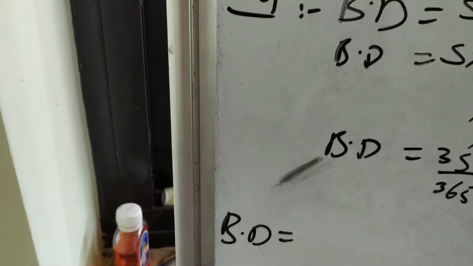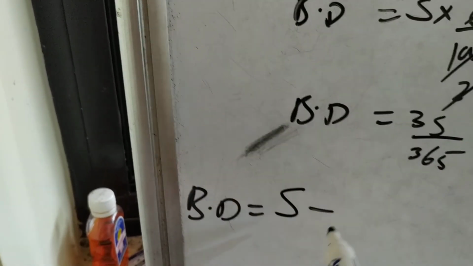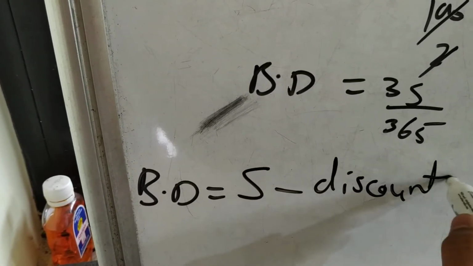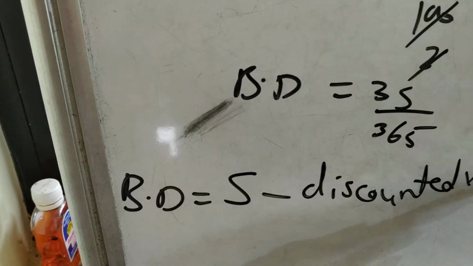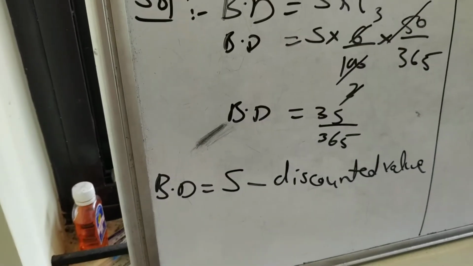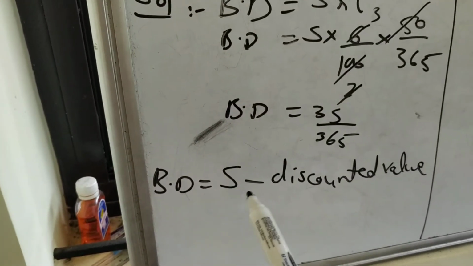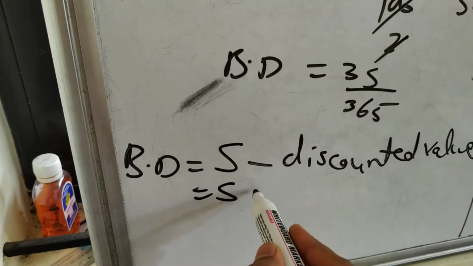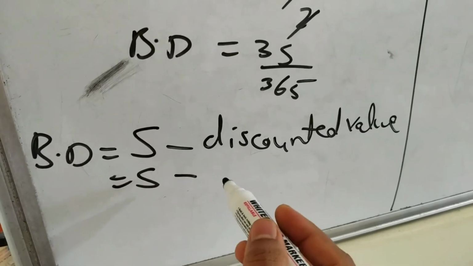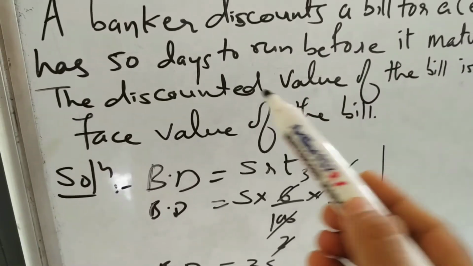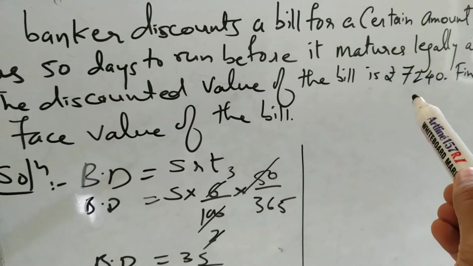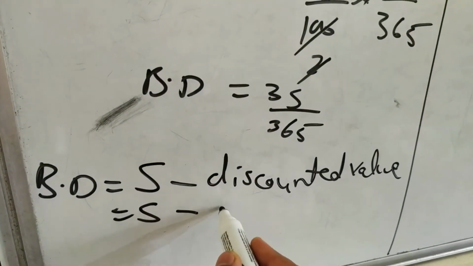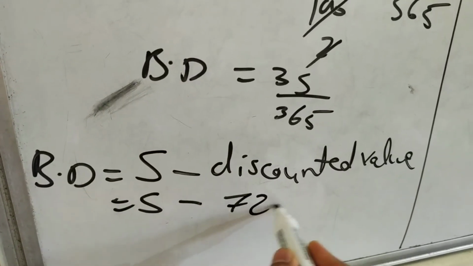One more banker's discount formula, we know that discount value is equals to face value minus discounted value. We have also learned banker's discount is nothing but S minus discounted value. So here S we don't know, so let us keep as it is. Discounted value is given as, the discounted value of the bill is rupees 7,240. So let us substitute, instead of discounted value, let us substitute rupees 7,240.